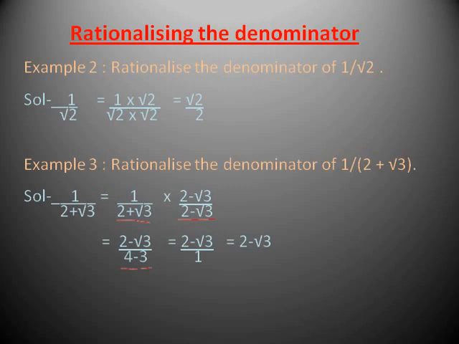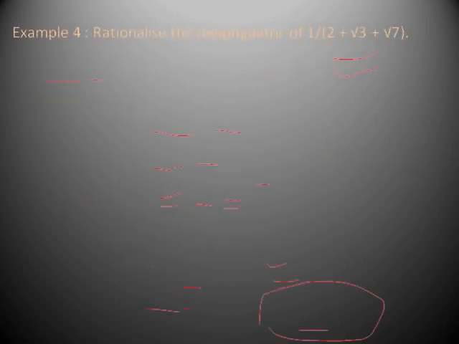Let's see the next example. In the next example, rationalize the denominator of 1 upon 2 plus root 3 plus root 7. Here the denominator has 3 terms and the denominator is irrational. So how to rationalize the 3 terms? Let's see.